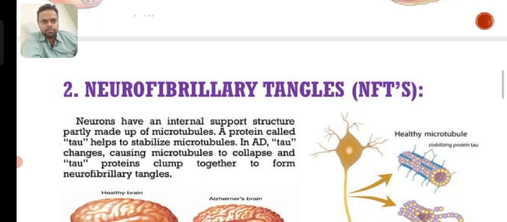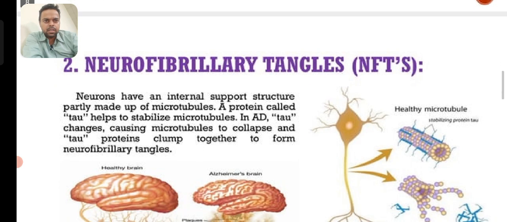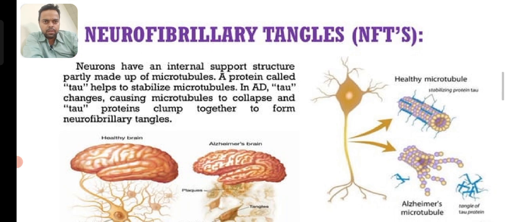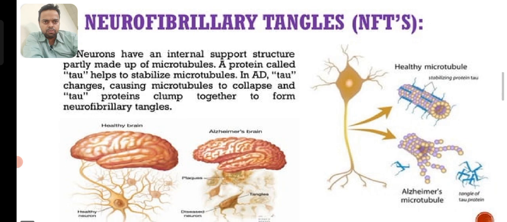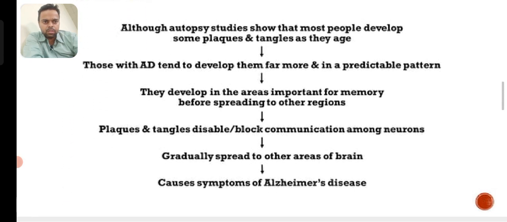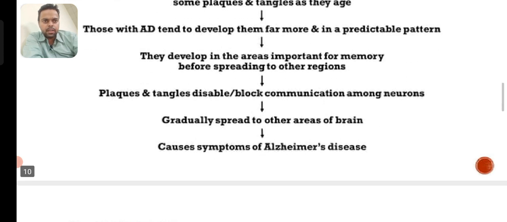The other lesion is neurofibrillary tangles. It is an internal support structure partly made up of microtubules. The protein called tau helps stabilize microtubules. In AD, tau changes, causing microtubule collapse, and tau proteins clump together to form neurofibrillary tangles. And this is the pathophysiology of Alzheimer's disease due to neurofibrillary tangles.